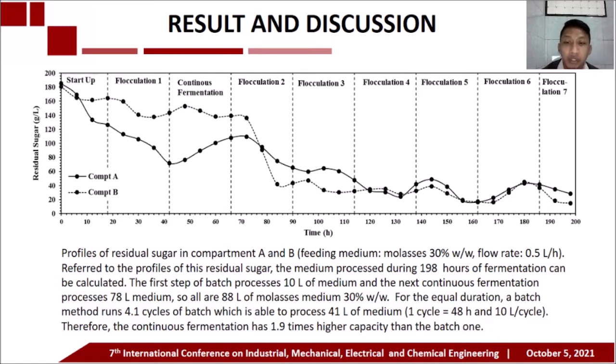For the equal duration, the batch method runs 4.1 cycles and is able to process 41 liters of medium. One cycle is 48 hours and 10 liters per cycle. Therefore, the continuous fermentation has 1.9 times higher capacity than the batch one.